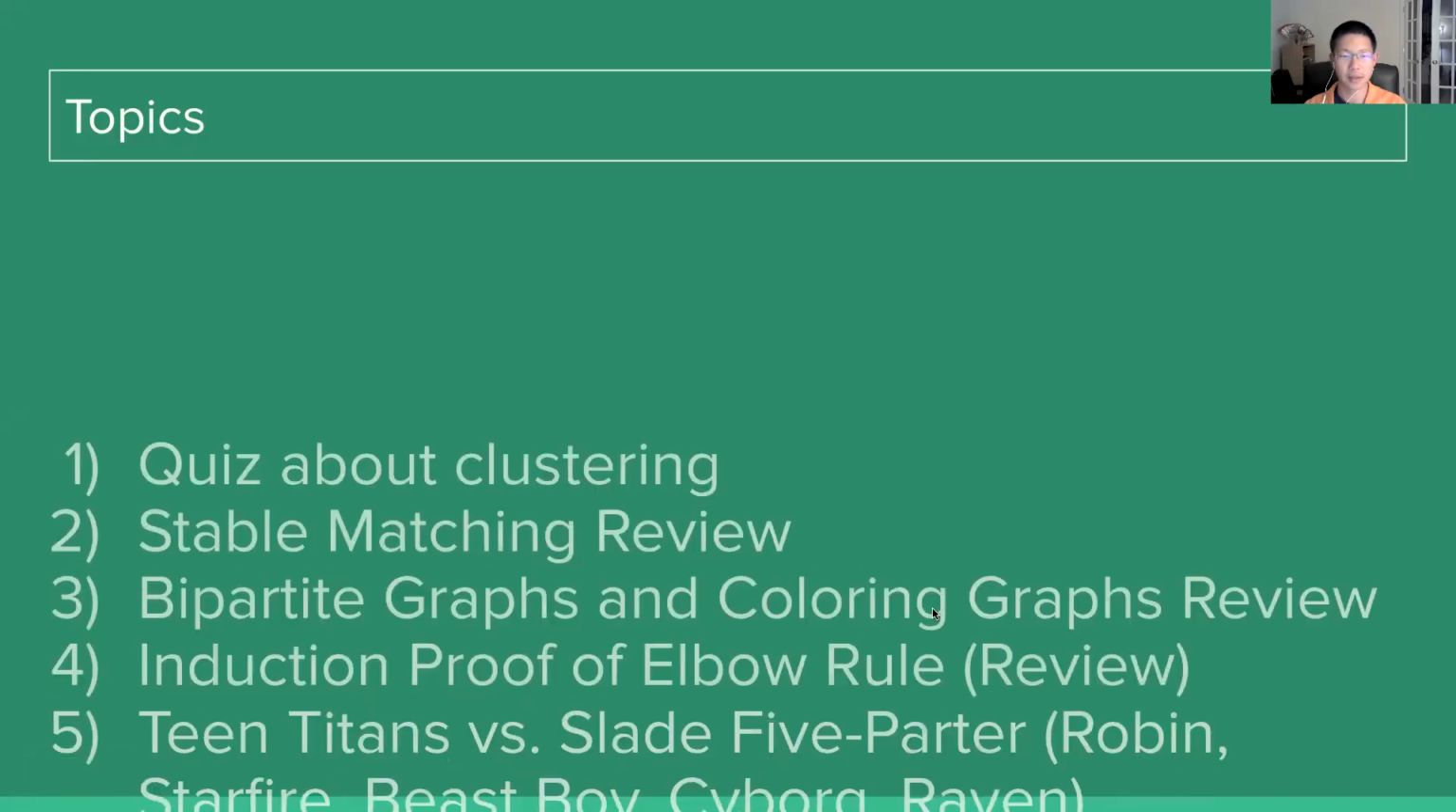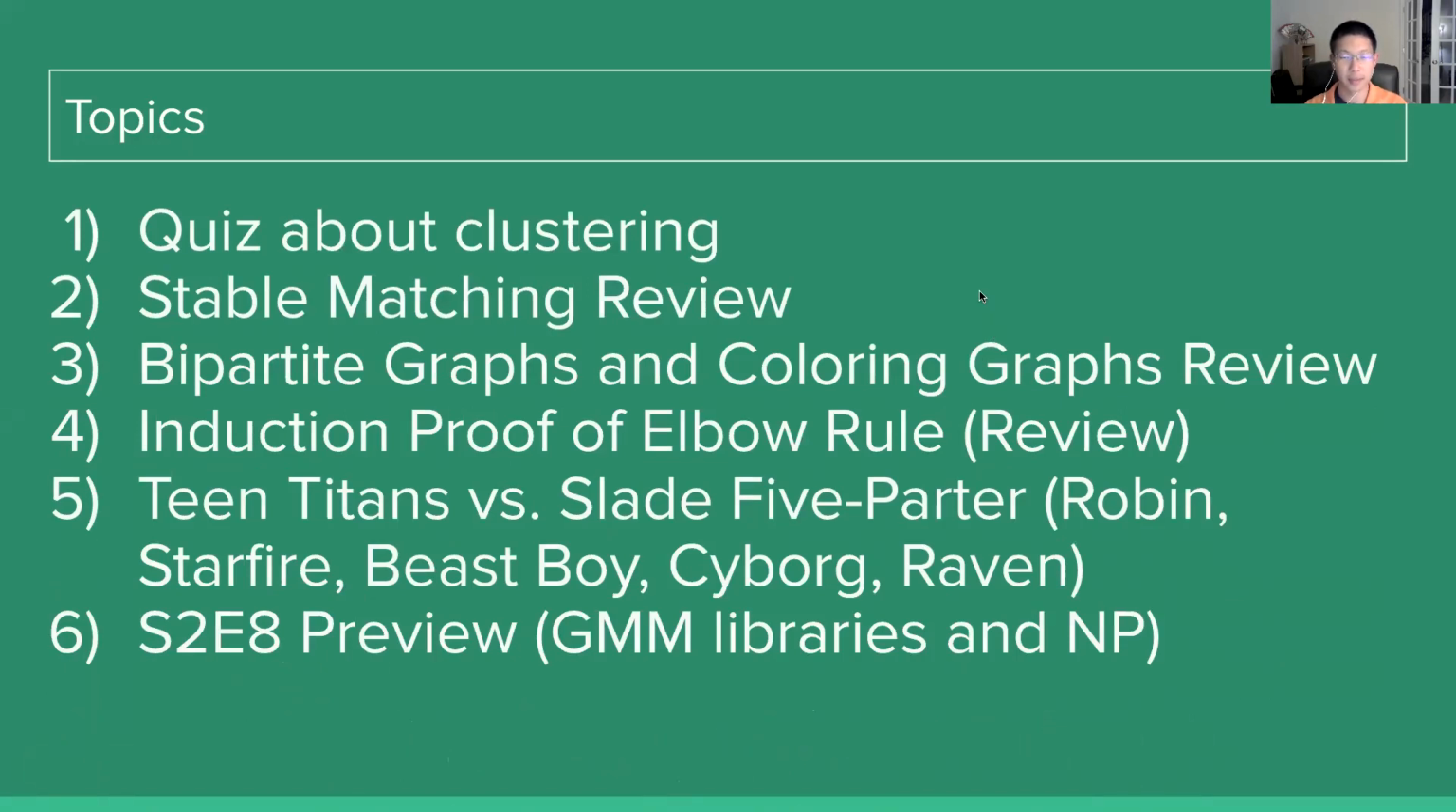The topics tonight: a quick quiz about clustering, a stable matching review, because everybody wants to be in a relationship, I guess, especially given how tough it is to do during COVID. And of course, bipartite graphs, which I talked about, and a Cohen graphs review. And then, just to throw back to my BU computer science years, an induction proof of the elbow rule, which is pretty awesome. And then we have a 5-parter for Robin, Starfire, Beast Boy, Cyborg, and Raven versus Slade.